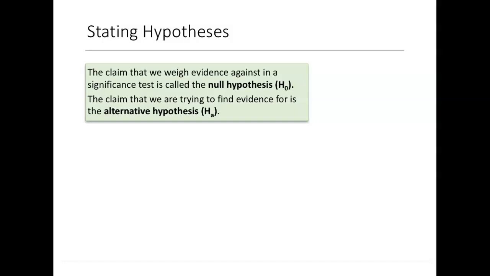But we have two claims. So the one that we assume to be true is called the null hypothesis. So it's H null, H sub 0. And the one we're trying to find evidence for is called the alternative hypothesis. So the null hypothesis is like innocence, and the alternative would be like guilt. You have to prove guilt. You have to show enough evidence for guilt.